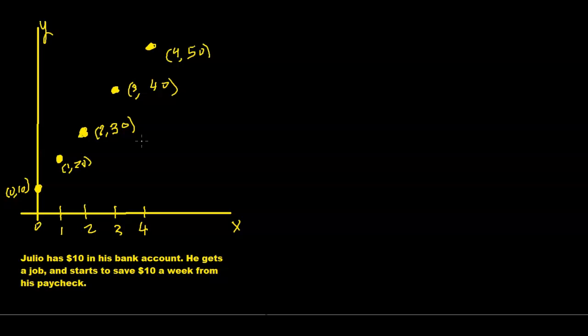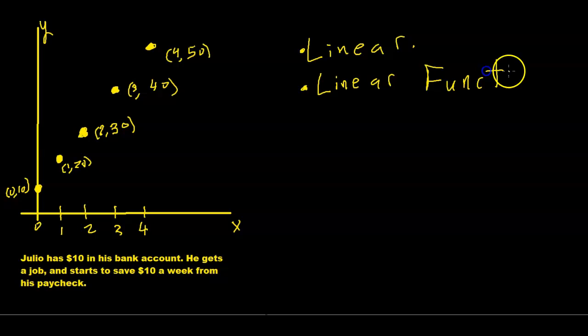So I'm going to introduce a new term for these kinds of relationships. These kinds of relationships we're going to call linear. And particularly, if we think of this as a function, we're going to call these linear functions, okay? Why would we call them linear? Because we can draw a straight line through them, right? And we can think of this relationship as being modeled by a straight line, okay?